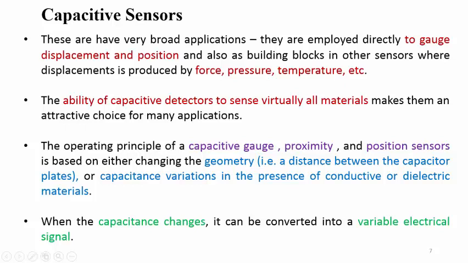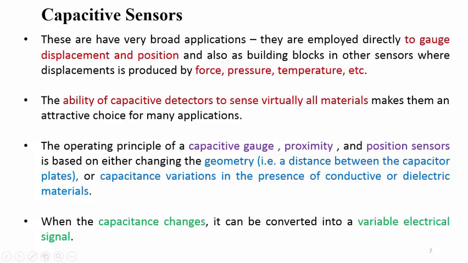The ability of the capacitive detector to sense virtually all materials makes it an attractive choice for many applications. In this case, the operating principle of this capacitive sensor depends on the change in capacitance. In the previous kind of sensor, the displacement and position were measured with the help of change in resistance. But in this case, the operating principle is based on the change in capacitance.